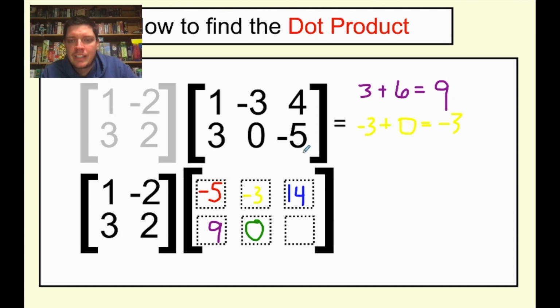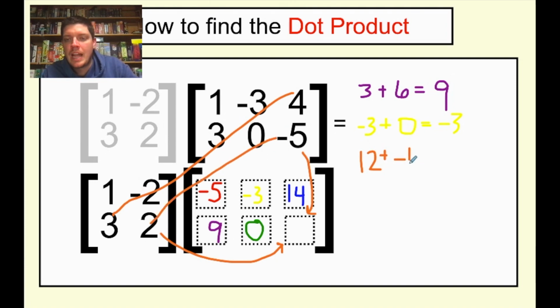All right, so to get this number, I'm going to use the third column because it's in the third column. I'm going to use the second row because it's in the second row. Start with the numbers farthest away from this spot. Okay, so I'm going to the top of the column and the far left. 4 times 3 is 12 plus -5 times 2 is -10. 12 plus -10 is 2. This number is the number 2.